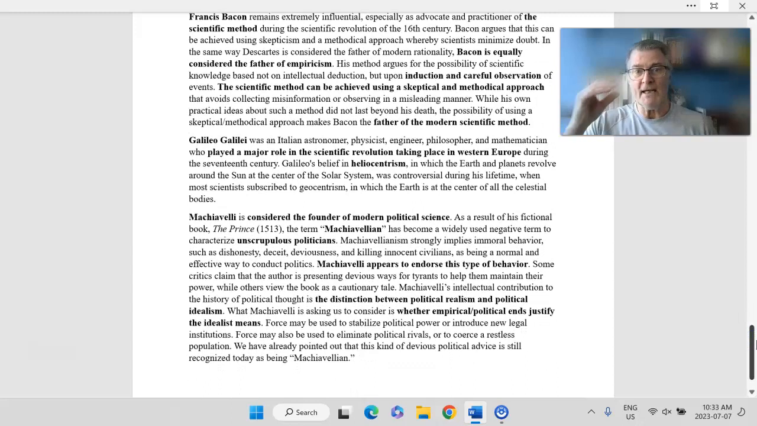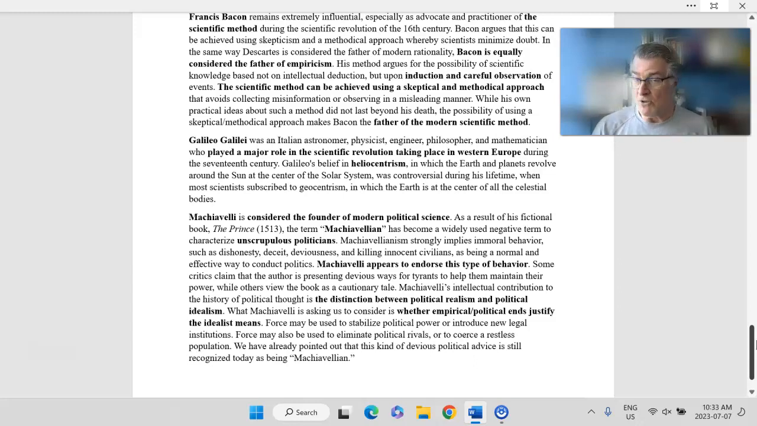Now, the last two people I want to look at here, because we've been going for about 40 minutes, but I want to make sure we finish up everything. Very briefly, we looked at Galileo, who was an Italian astronomer, and he also played a very major role in scientific revolutions taking place in Western Europe. And Galileo's main idea is his belief in heliocentrism. Now, heliocentrism is this idea in which the Earth as a planet and the planets themselves revolve around the sun, and the sun is at the center of our solar system.